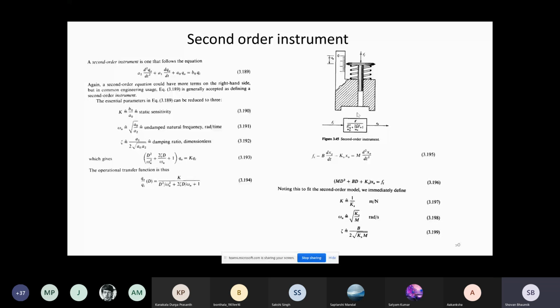So the second order instrument is very important to understand and read. In fact, we'll read up to second order instruments. Beyond that, third order and fourth order, we will not read.